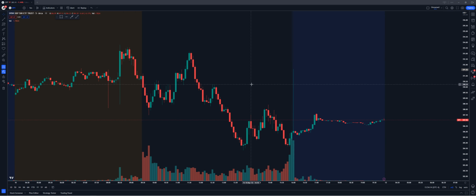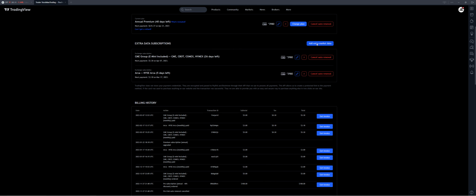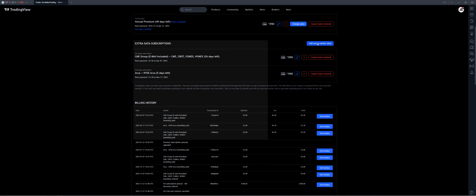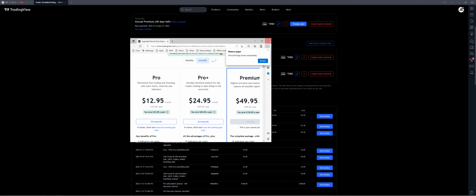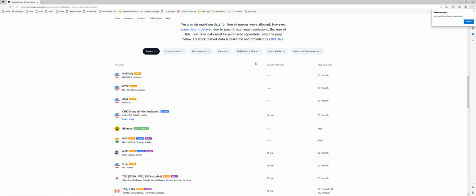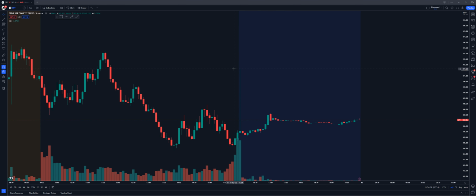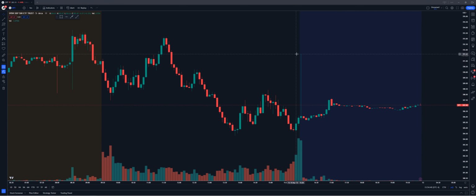Now, the first thing that I want to make sure you do is go into your account at the top left, click on account and billing, scroll down, and you can see add extra market data. Open this up, scroll down, and you will see there is ARCA right here for $3 a month. You want to add that if you can. That'll give you a lot more accurate quotes, so you'll be able to get the most precise indications.